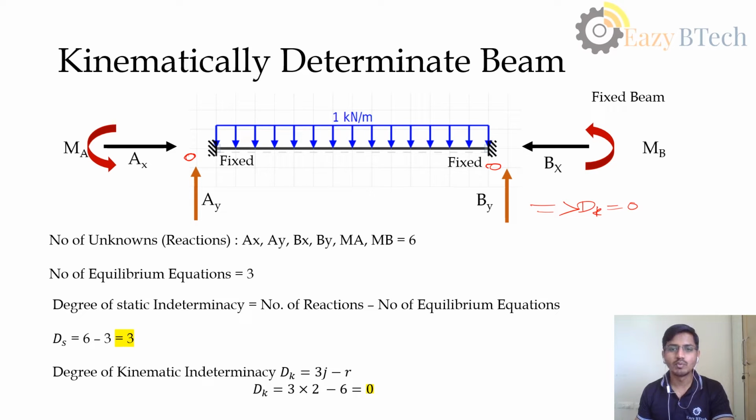Another way to find this is using this formula. This formula is applicable throughout for beams as well as frames. When we substitute the values in this formula, we get the degree of kinematic indeterminacy. Here, J indicates the number of joints.